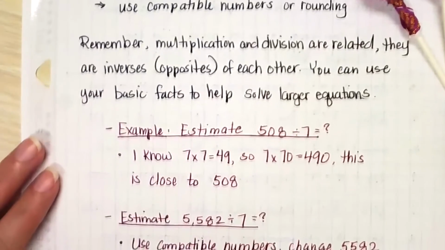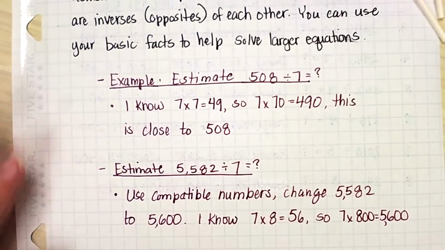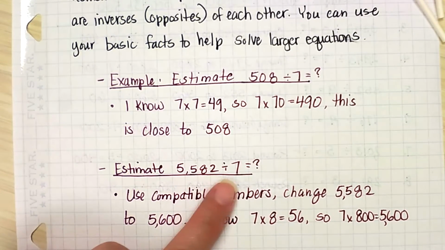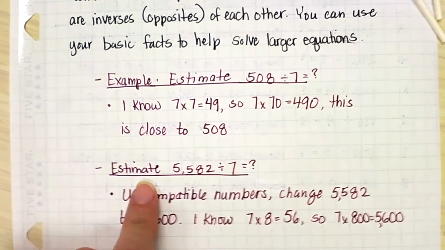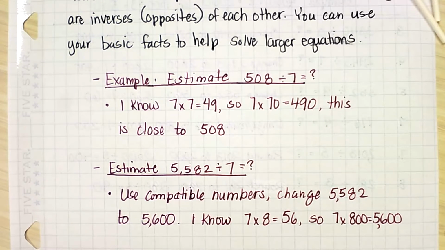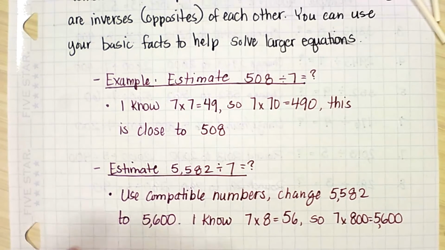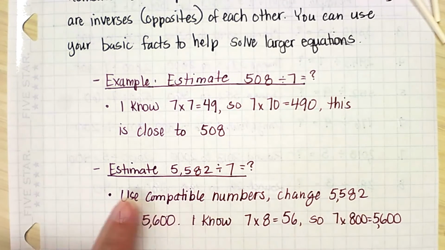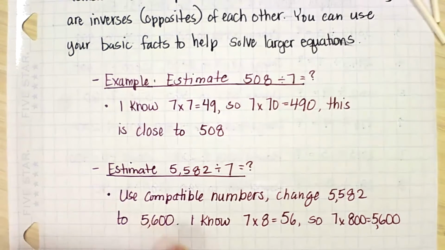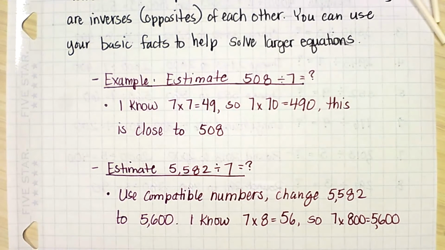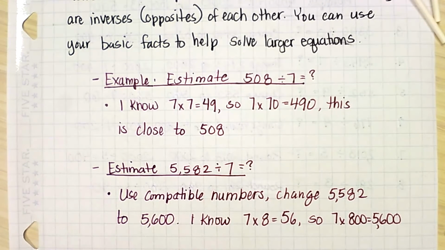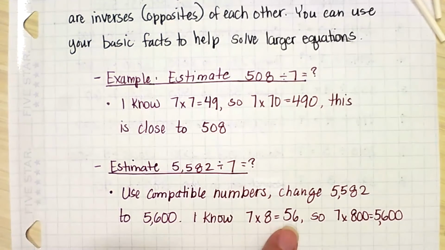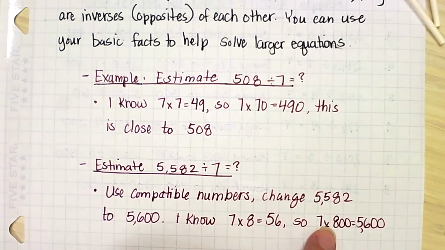Now, if I'm working with an even larger number that's out in the thousands, 5,582 divided by 7, and I want to find an answer that's close to my real answer, here I'm going to use compatible numbers. I'm going to change that 5,582 to 5,600 because I know 56 is going to be a multiple of 7. So 7 times 8 gives me 56. 7 times 8 groups of 100 will give me 56 groups of 100, or 5,600.